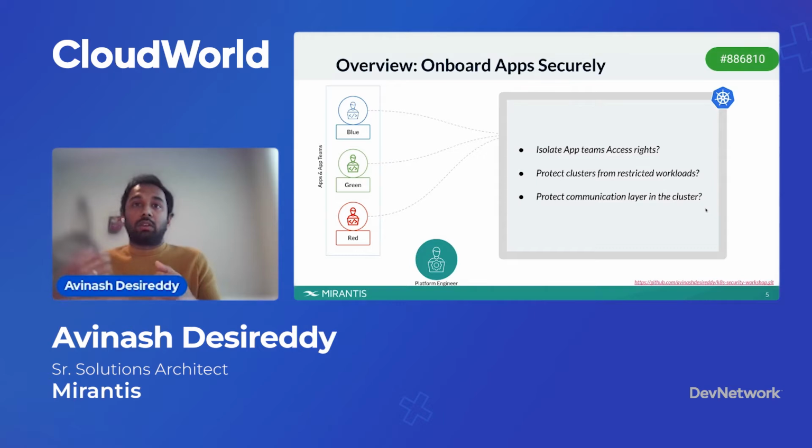Like application A can talk to application B. In this case, application green can try to connect to the application blue. So how do we protect the network layer so that we have better security?